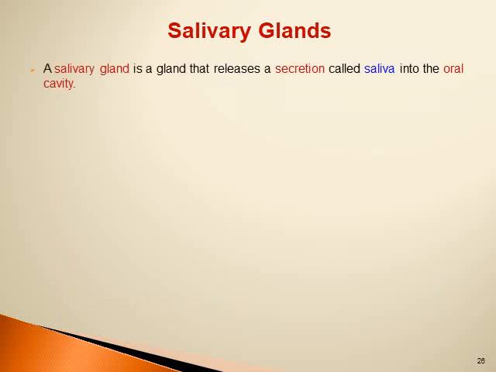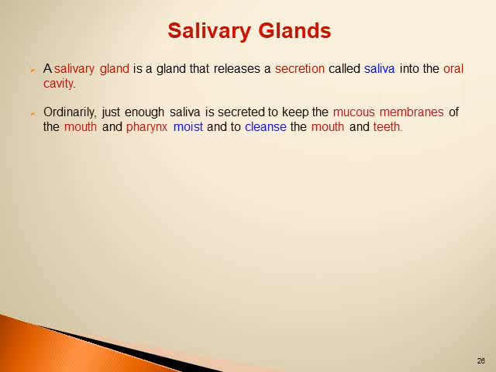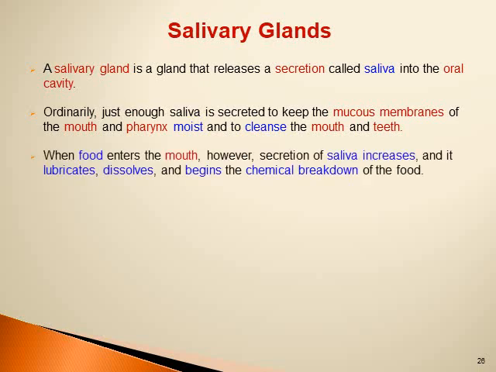A salivary gland is a gland that releases a secretion called saliva into the oral cavity. Ordinarily, just enough saliva is secreted to keep the mucous membranes of the mouth and pharynx moist and to cleanse the mouth and teeth. When food enters the mouth, however, secretion of saliva increases and it lubricates, dissolves, and begins the chemical digestion of food.